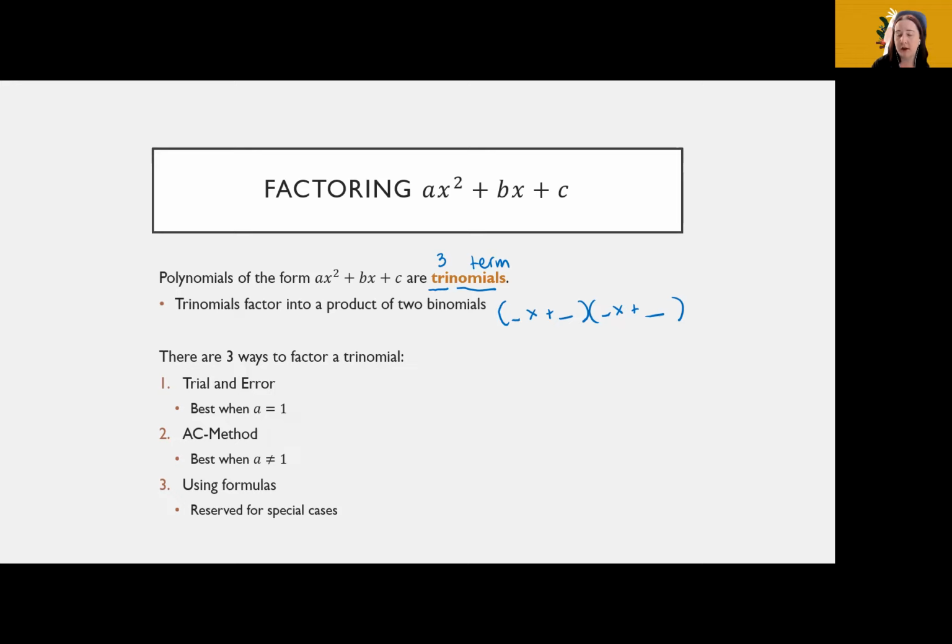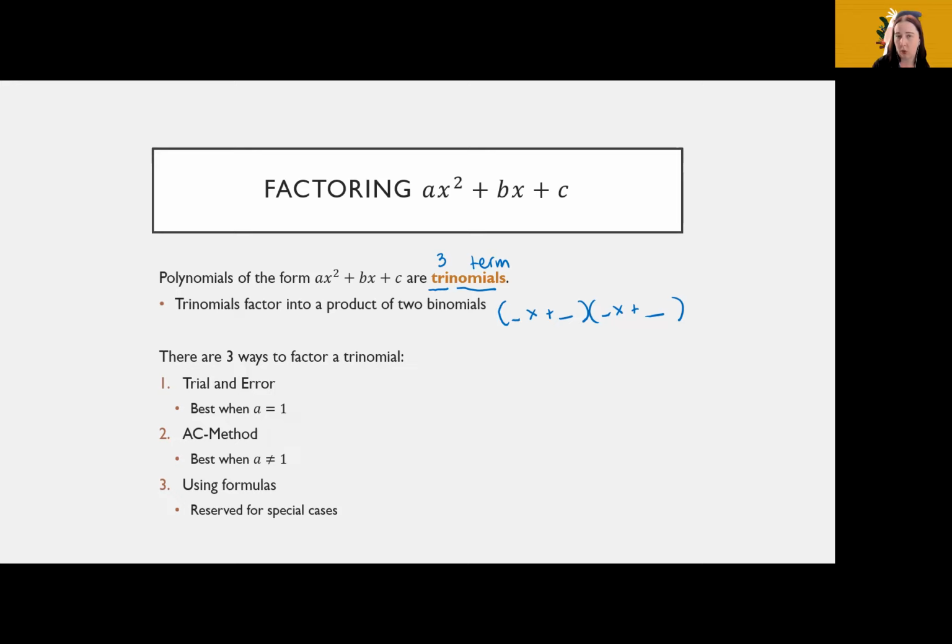So there are 3 basic ways that you can factor something like this. The first is the trial and error method, and that is used basically when your coefficient of the x squared term is 1, because there's not as many choices. There's the AC method, which is best when it's not 1, because you have a lot more choices when you're trying to do guess and check. So AC is usually better. And then we've got formulas that you can use for factoring. And these are for special cases when they're in specific forms where there's a formula to undo it.